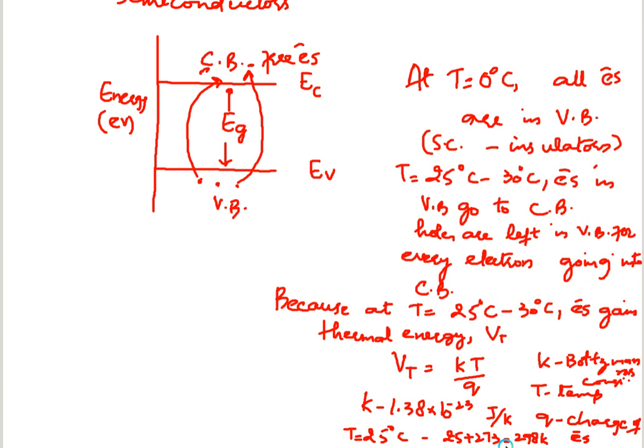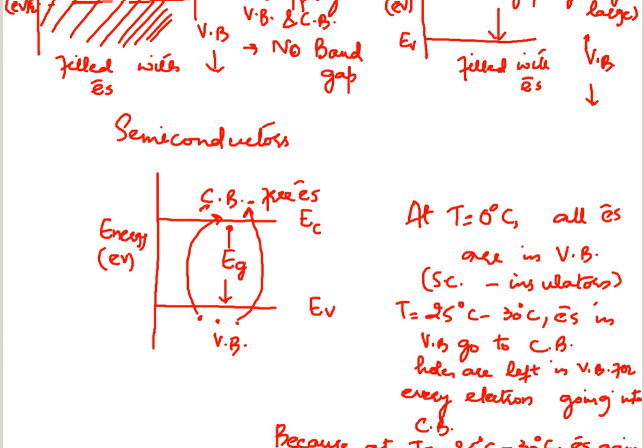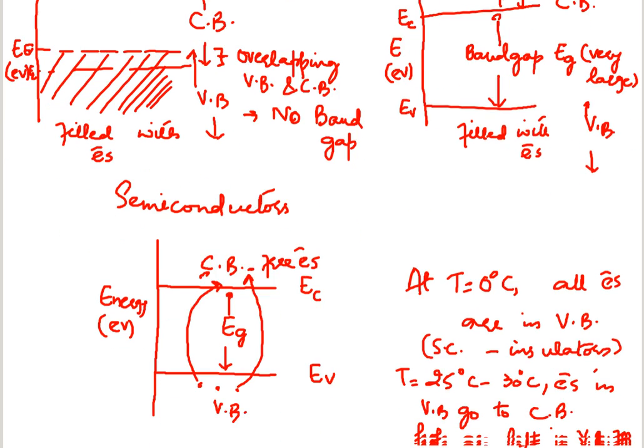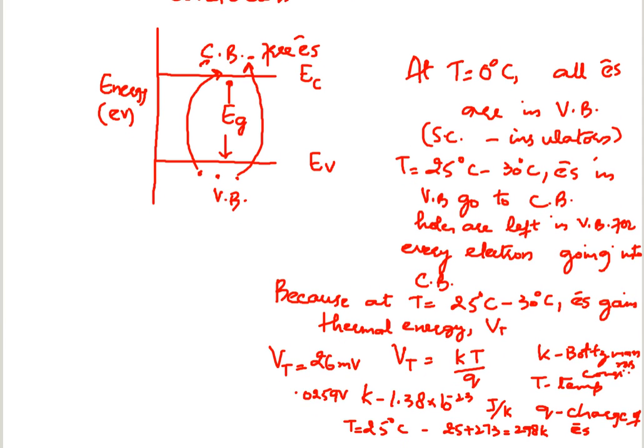Okay, so these things you want to know. So the Vt value for these values comes out to be equal to 26 millivolts or 0.0259 volts. You need to remember this. This is the energy which these electrons require so that they go to the conduction band. Any questions till now? Any questions? Other people?